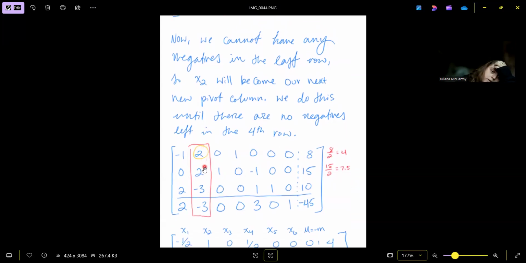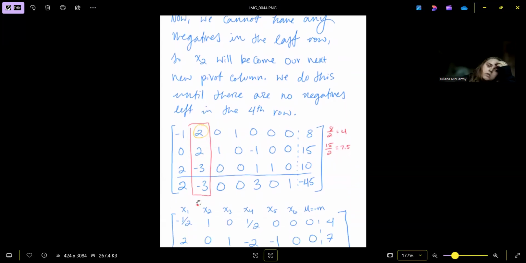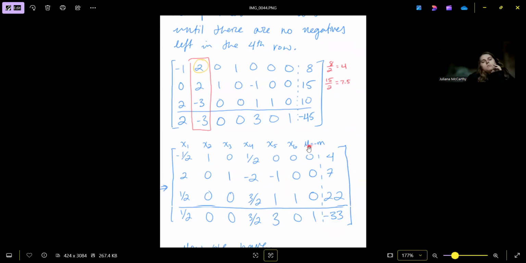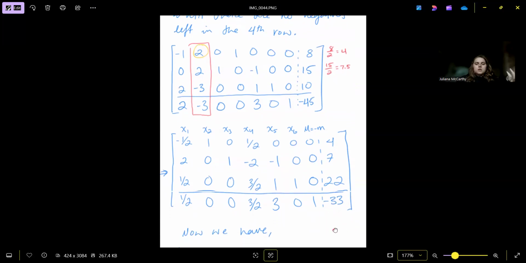So we're going to make this a 1 and then 0 out the rest of the column. Using row operations, this is what we get. We see positives here, no negatives here. It's okay that this is a negative, because remember in the beginning how we flipped the sign by multiplying it by negative 1? We flipped the sign to maximize because we only know how to maximize. But the problem was asking us to minimize. So we just have to flip the sign back.